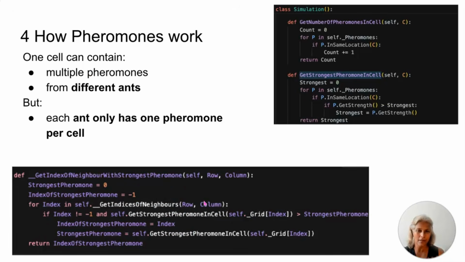Pheromones, I was a bit unclear about how pheromones worked, but each ant only has 1 pheromone per cell, but each cell can contain multiple pheromones from different ants. Not quite sure how this would work in coding, but again, this could be a theory question.